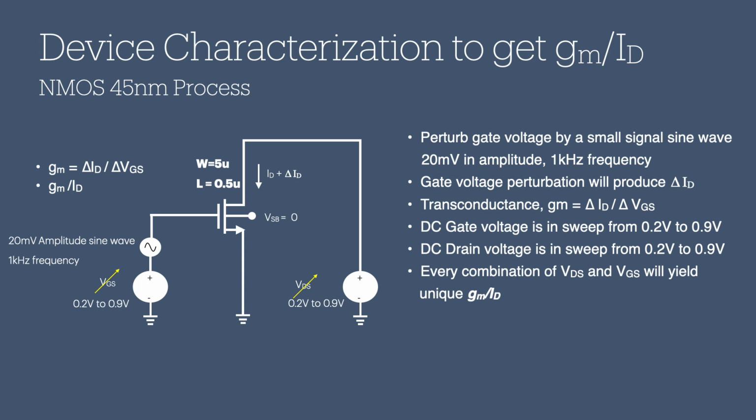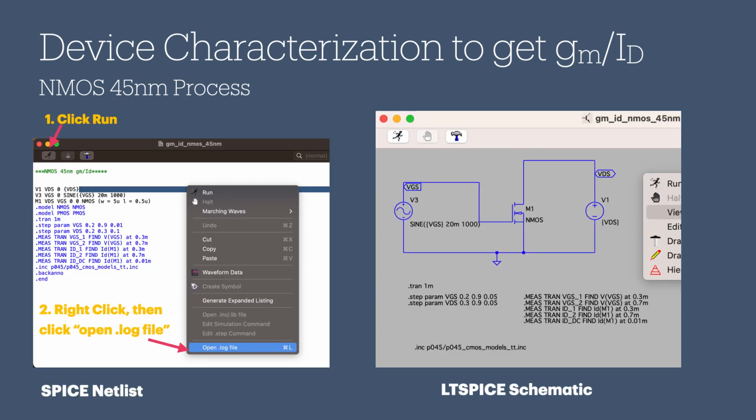We summarize in this slide the step-by-step method for extracting gm over ID. We show on this slide the schematic and netlist code in LTspice for the test bench setup. We also show on this slide a step-by-step procedure that the student can follow to extract the gm over ID.